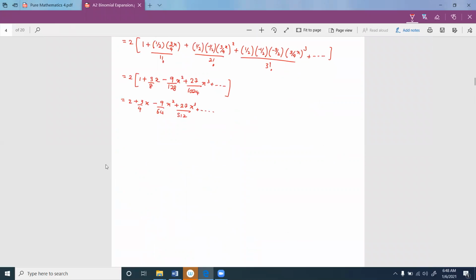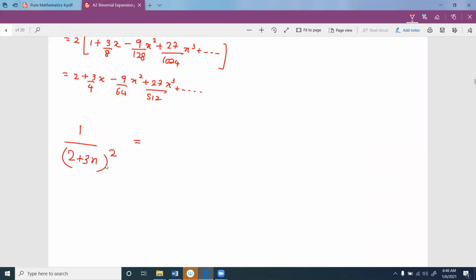That is the next question: 1 over (2 plus 3x) to the power 2. Then you can say this is much easier for me. It's equal to (2 plus 3x) to the power minus 2. So what you need to do, as usual, is take 2 out from this expression. It's equal to 2 times (1 plus 3 over 2x), all to the power minus 2.